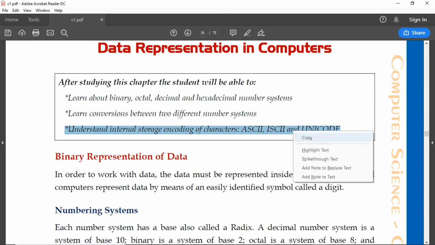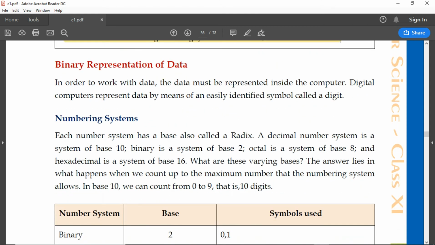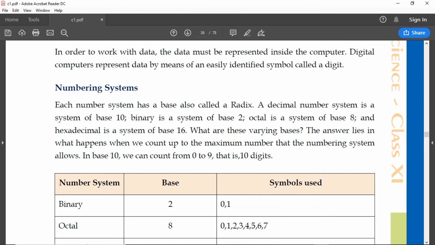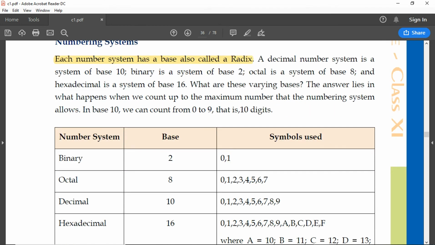Binary representation of data. In order to work with data, the data must be represented inside the computer. Digital. Computers represent data by means of an easily identified symbol called a digit. Numbering systems. Each number system has a base, also called a radix. A decimal number system is a system of base 10, binary is a system of base 2, octal is a system of base 8, and hexadecimal is a system of base 16.